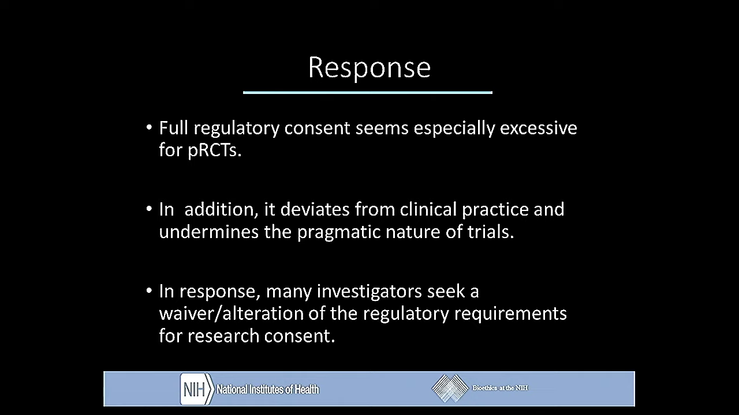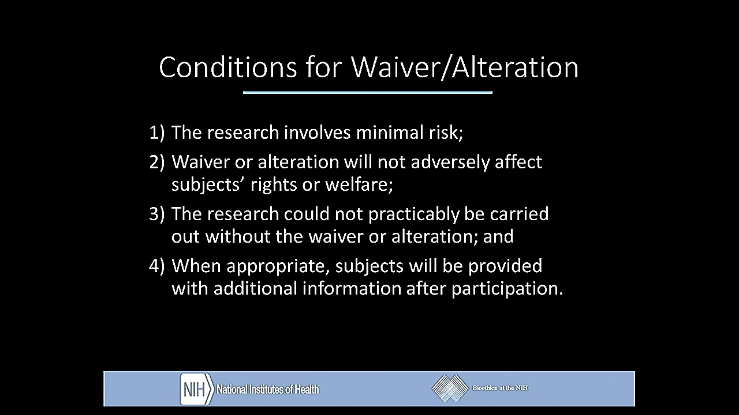So here's what we've heard is typically the response: okay, if full regulatory consent is not going to work, maybe you can't do a 30-page consent form, well, then we're just going to have to waive or alter consent. We won't get consent at all. And I think obviously full consent seems particularly problematic in this setting. Not only does it undermine autonomy, but it undermines at least most pragmatic trials. It makes them dramatically less pragmatic than they would be otherwise. And as we've heard, the initial reaction from investigators is, oh, let's just completely waive consent altogether.